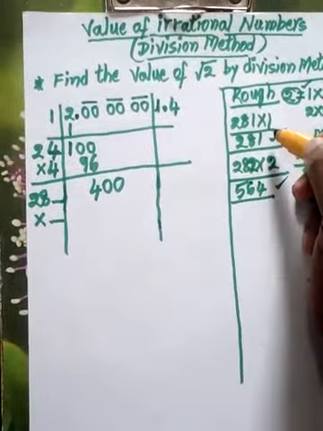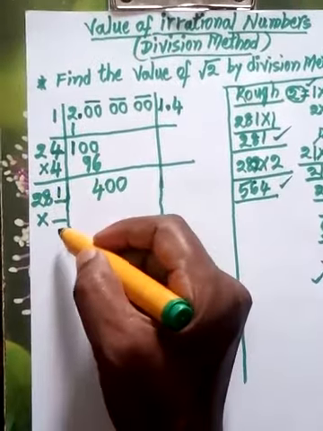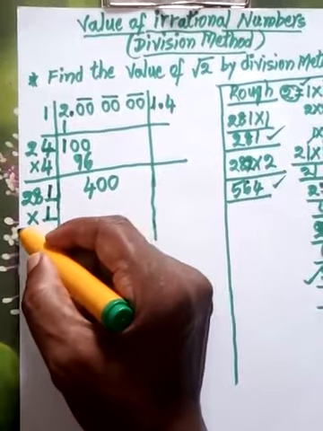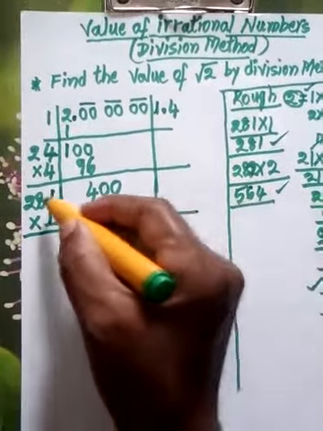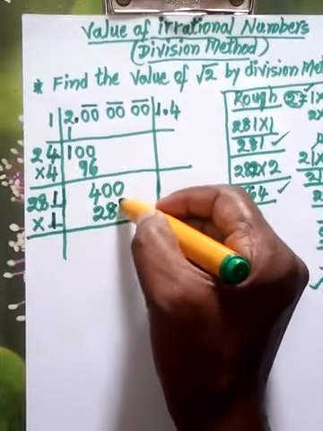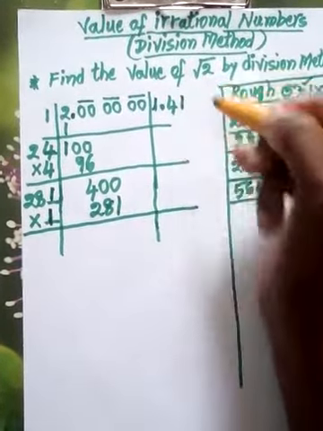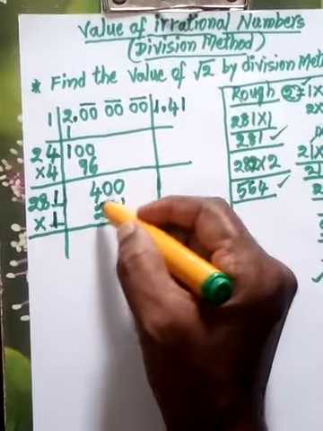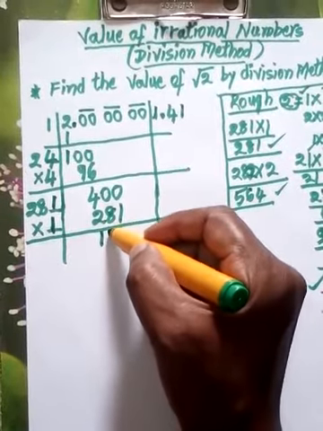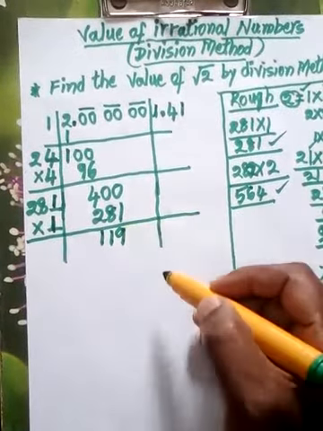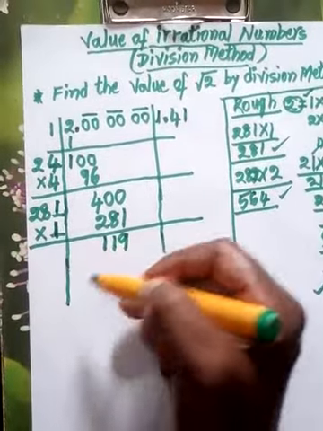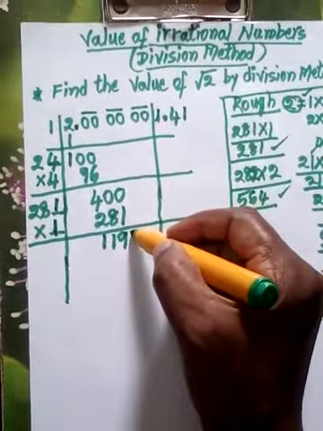So first we write 1 after 28 and multiply it with the same number. So 281 into 1 gives 281 only. Then we write 1 in the quotient place. Then let us subtract 281 from 400. Then we will get 119.